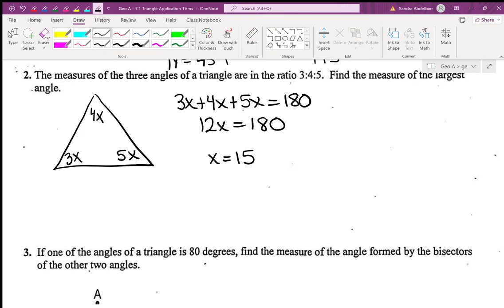All right, now we want the largest angle. It didn't say find all three angles, it said find the largest angle. So which one would be the largest, the 3x, the 4x, or the 5x? 5x. So now we're going to have 5x is equal to 5 times 15, which is 75.